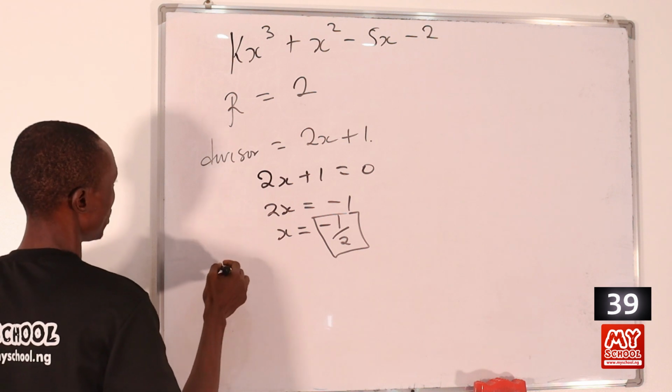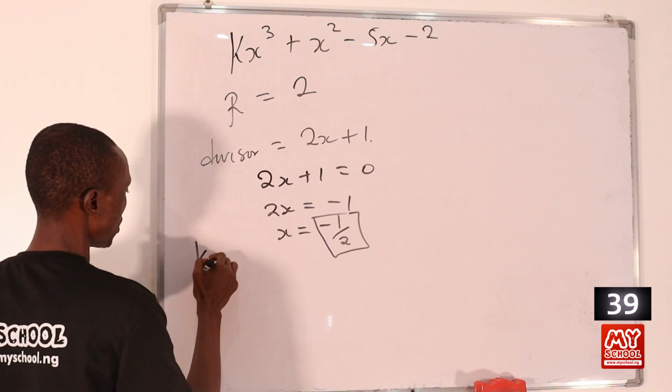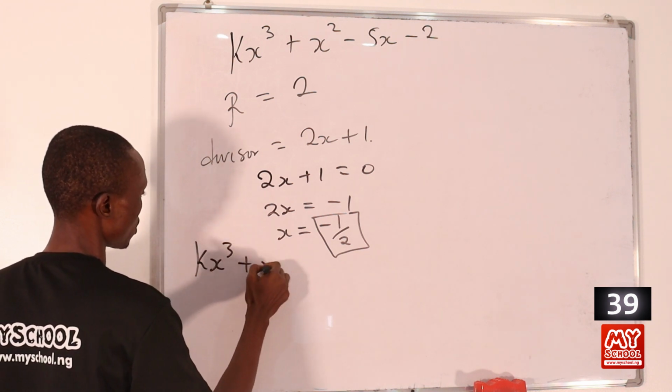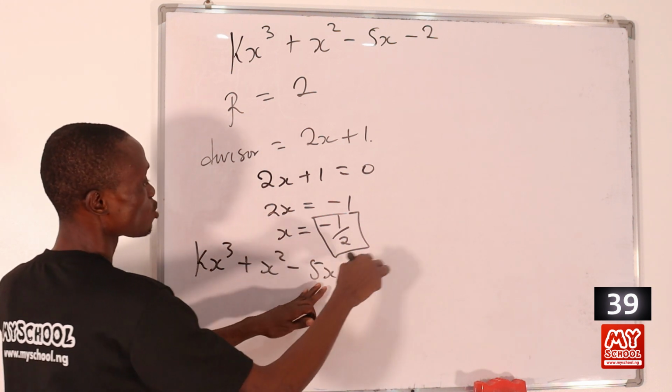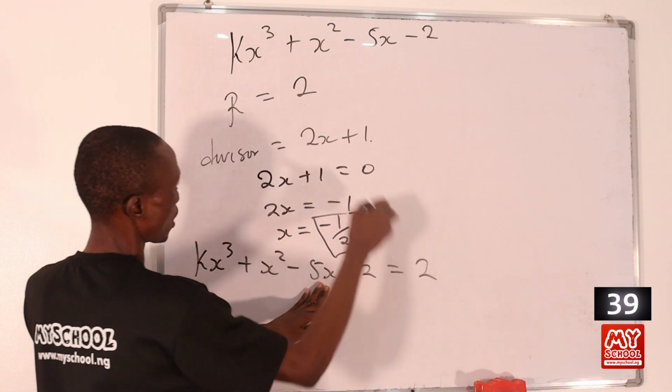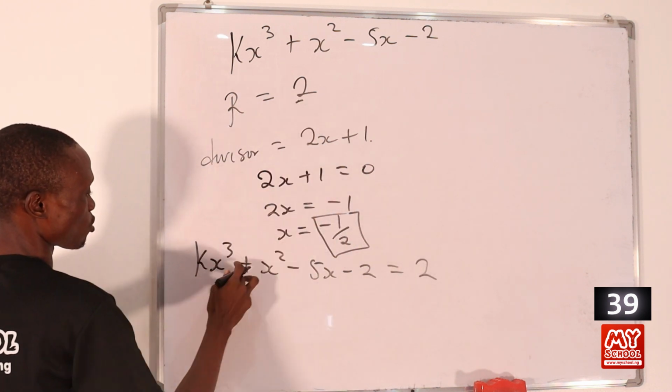We are going to substitute this value of minus 1 over 2 into this expression. So let's just write out the expression again. Kx cubed plus x squared minus 5x minus 2, and this will be equals to the remainder, and the remainder is 2. So let's substitute for the value of x.